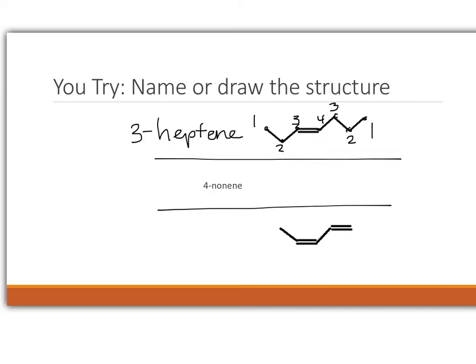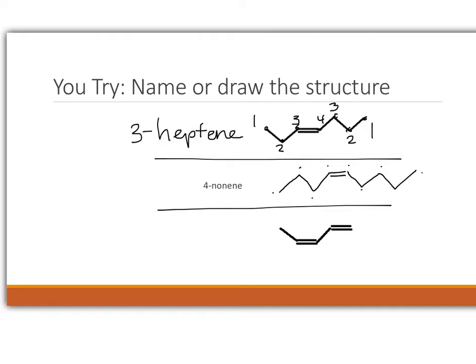Okay. When I have a name and I need to draw things, I still go in pretty much the same order. I start with looking at my prefix in the beginning, non, that means there's going to be 9 carbons. Then ene, which means that I'm going to have a double bond somewhere. And then I look at my number, that double bond is going to be at the 4th carbon. So I've got 1, 2, 3, 4 carbons. So I'm going to throw my double bond in there. There's my 5th carbon. 6, 7, 8, 9. I'm going to double check. 1, 2, 3, 4, 5, 6, 7, 8, 9. Okay, so I definitely have my 9 carbons. I have my double bond at the 4th position.